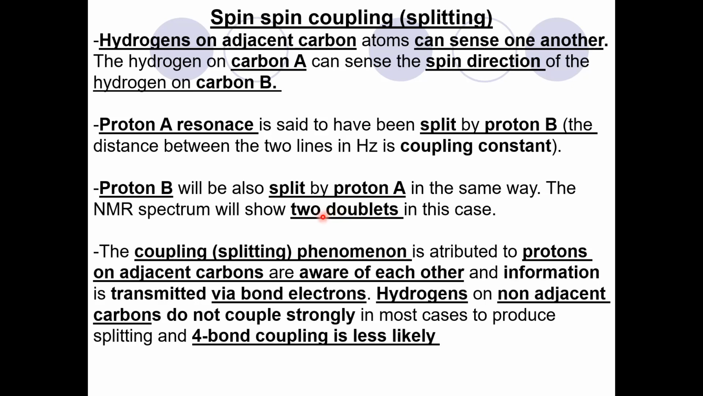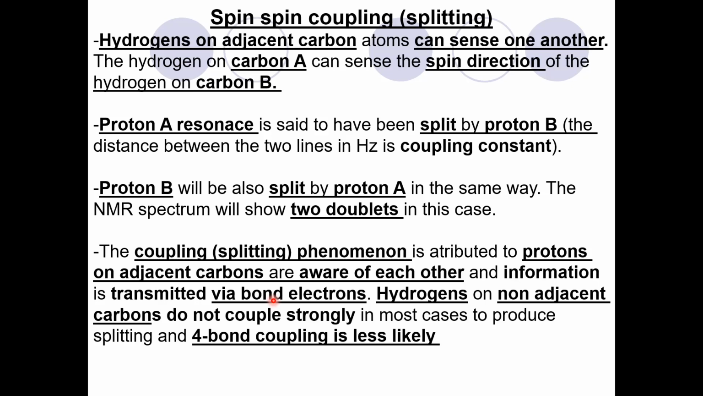The distance between lines is called the coupling constant and is given in hertz. It should be equal for coupled protons. This means that the proton on carbon B will also be split, or its signal will be split in the same way, by the proton on carbon A. This kind of coupling is called vicinal coupling, and the coupling information is transmitted via bond electrons.